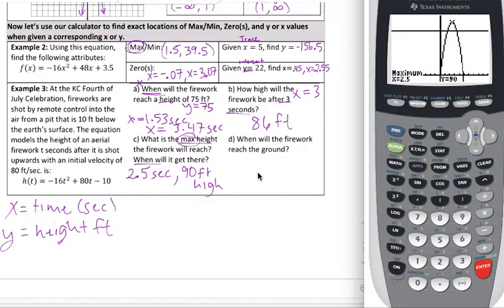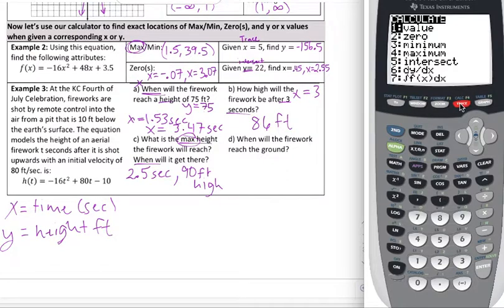And lastly, when will that firework reach the ground? So this is what I was talking about, how we're only going to need positive answers, because really that firework is going to start up here somewhere on its cannon. Choo! So if we go find the 0 over here, it's negative. Negative seconds are not real. So we only care about this one in real world. So we're going to go second trace. Remember, we're going to find our positive 0.